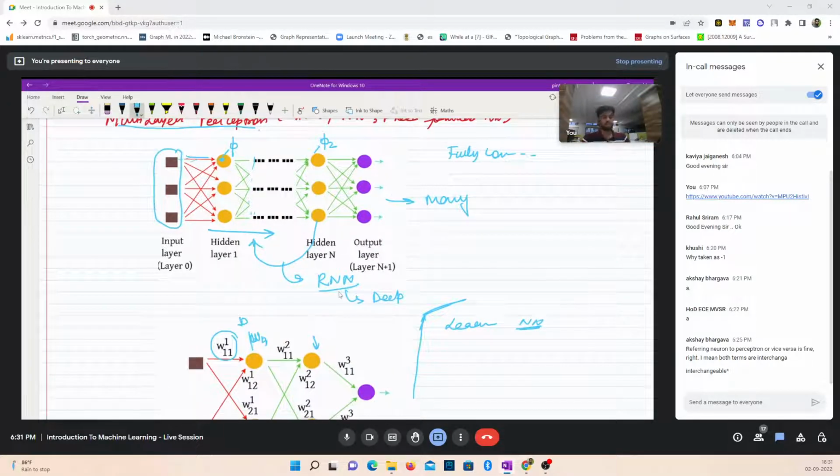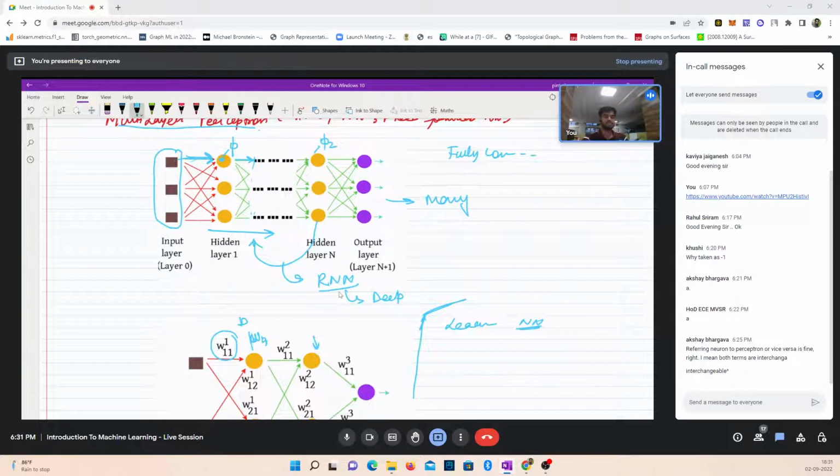What I mentioned about RNN is that in your feed forward neural network, the arrows are going in the forward direction only. So from layer 0, you are moving to layer 1. Then from there, you'll move to layer 2 and so on.